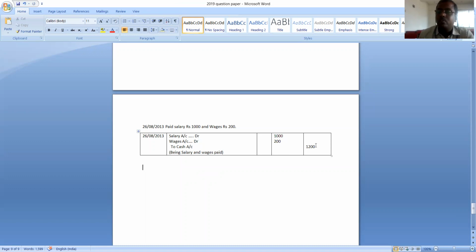It is my request to you, please develop the habit of using a calculator. You are permitted to use a simple calculator at the time of examination. Don't use your scientific calculator. Use a standard size calculator and use the same calculator all the time. By that you will have a very good grip on that particular calculator.